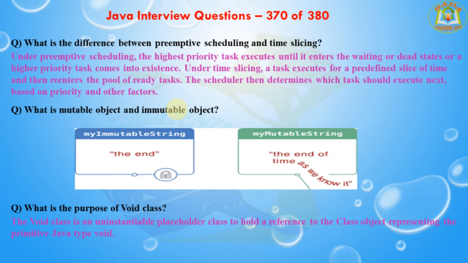The next question is, what is a mutable object and an immutable object? If an object's value is changeable, then we can call it a mutable object. For example, StringBuffer is a mutable object. If you are not allowed to change the value of an object, it is an immutable object. For example, String, Integer, Float are all immutable objects.